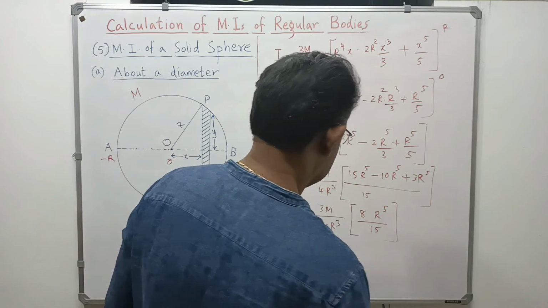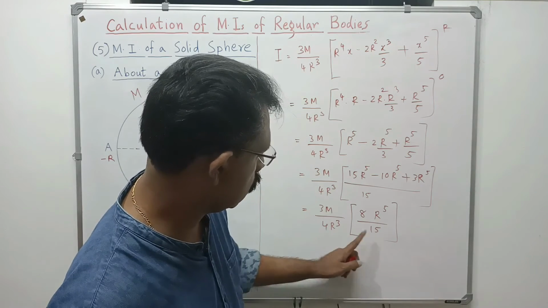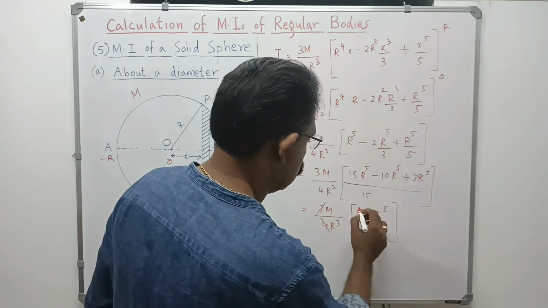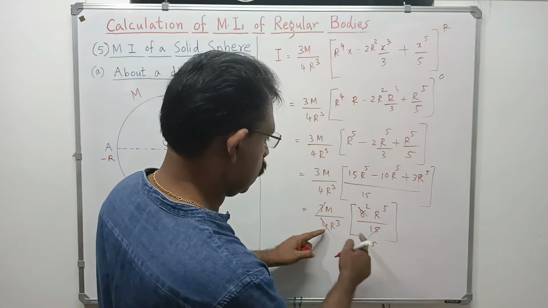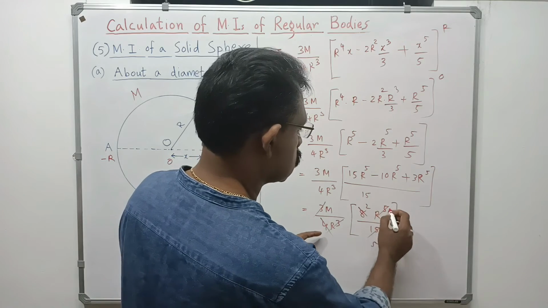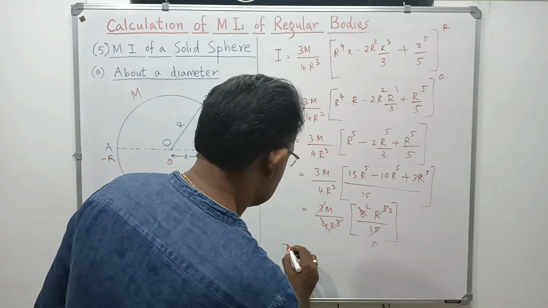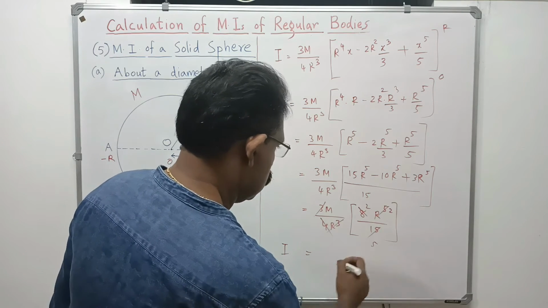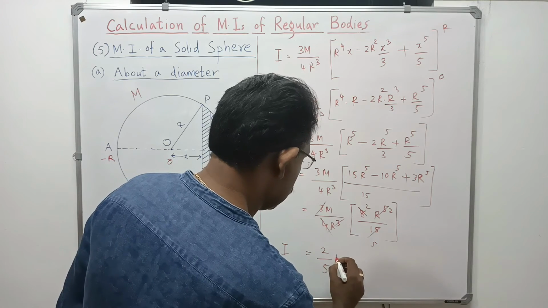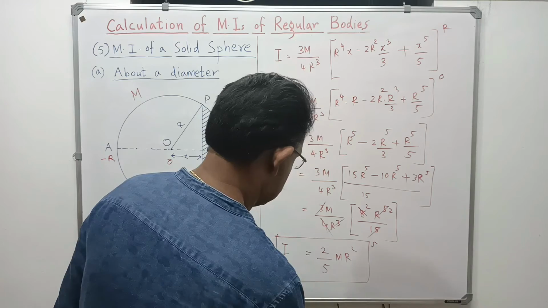What will it be? This will cut. Okay, 5 will be coming here, here it will be 2. So I can write 3, 5, then 2 here. So what is this? 2, 5 here. Then r cube, then here it will be r squared. Now I can write I is equal to 2 by 5 mr squared. This is what we are going to get.